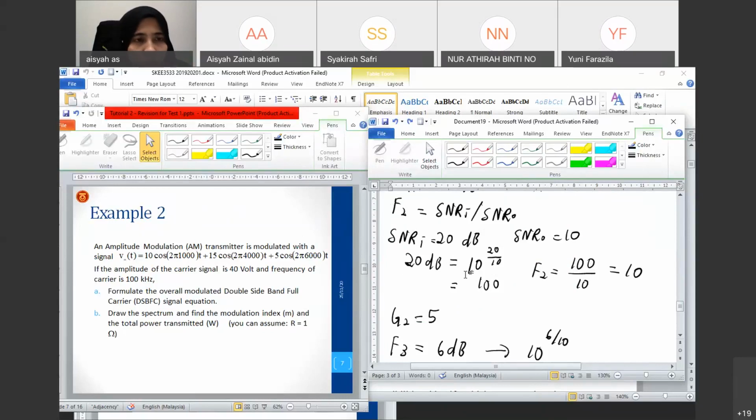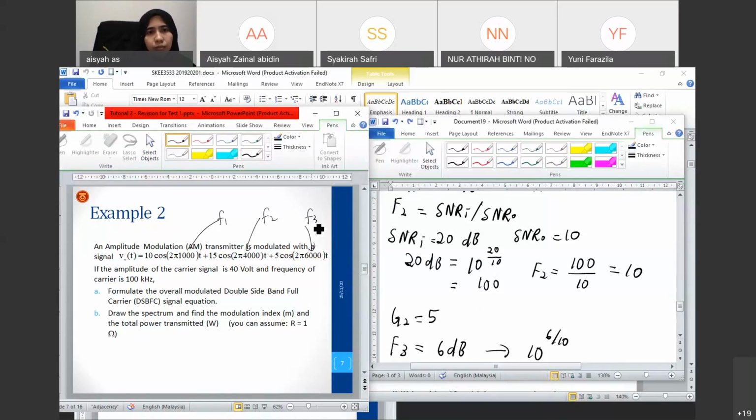Okay, the second example is related to chapter 2. We have amplitude modulation. The AM transmitter is modulated with a VMT signal. This is the example for the multitone, because we have F1, F2, and F3.